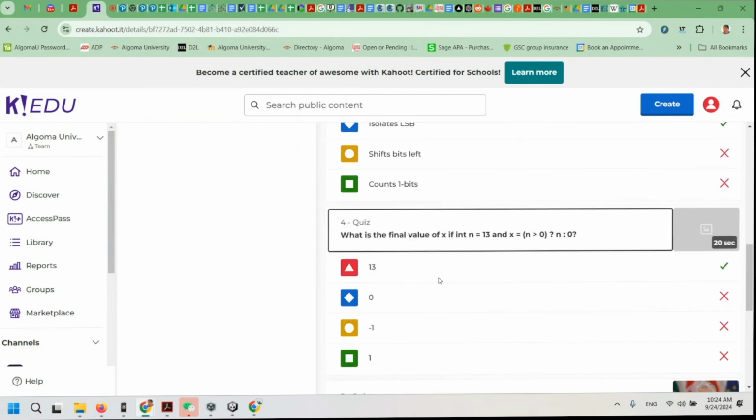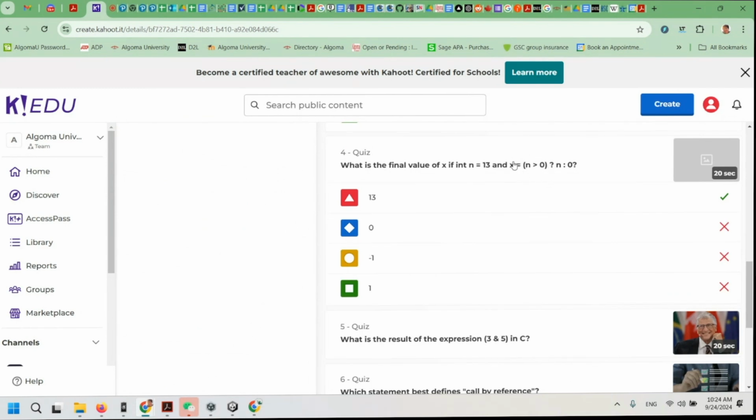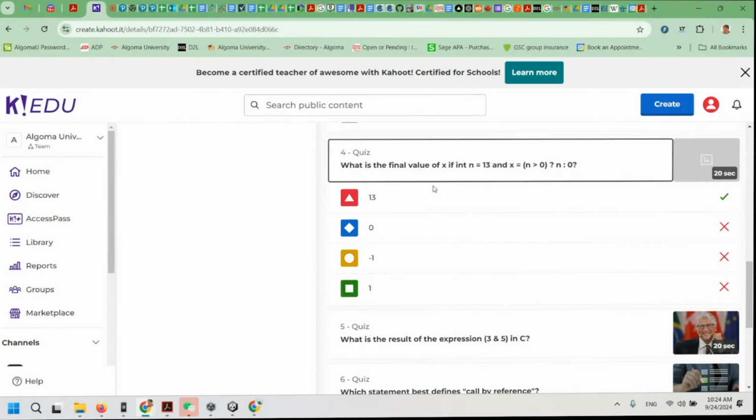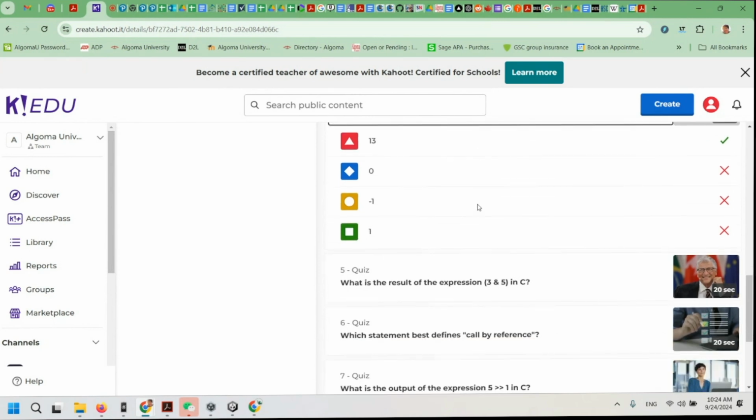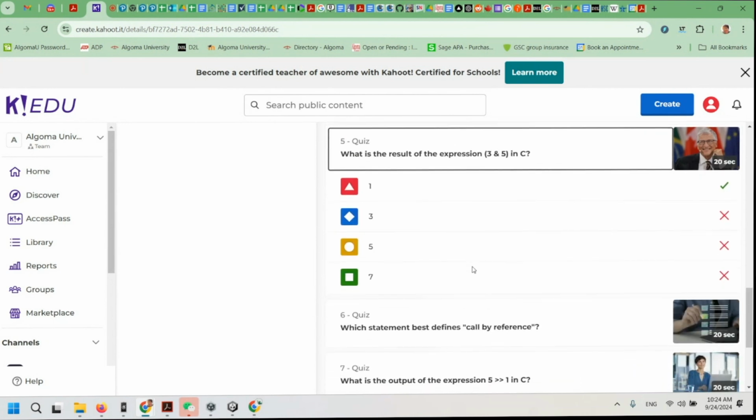Okay. So this operation, there are three expressions, right? The first one is this expression, second is this one, third is this one. So essentially, if n equals 0 is correct, x equals n, otherwise x equals 0, right? In this case, n was 13, so x equals n, which equals 13, all right? This one is a single and sign.